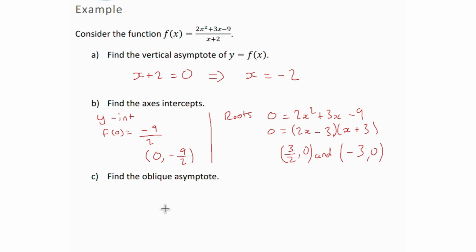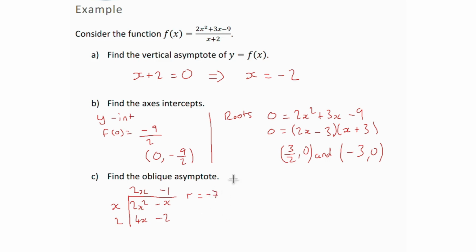Find the oblique asymptote. So this is the bit that's new for this type of function. To find oblique asymptotes, we have to perform the polynomial division. So we've got x and 2, and we know we have 2x squared, which means this one needs to be 2x. If that's 2x, this is 4x. But we only want 3x, so this has to be minus x, which means this is minus 1, which means this is minus 2, but we want minus 9, so the remainder is going to be minus 7.